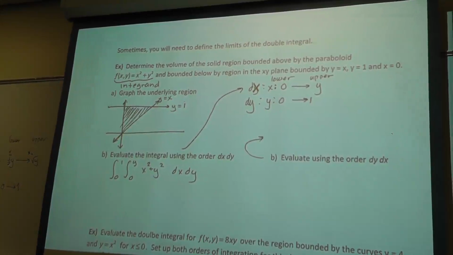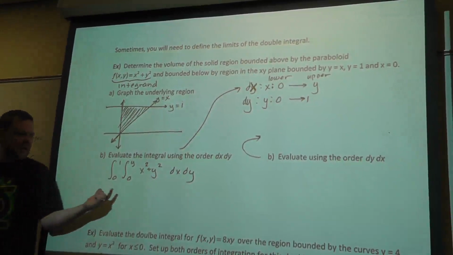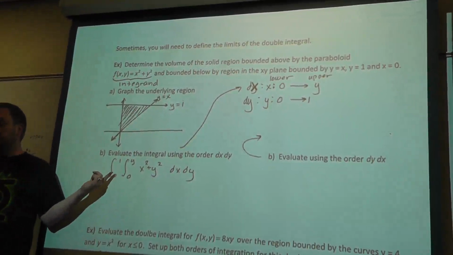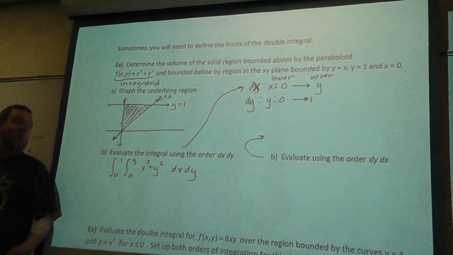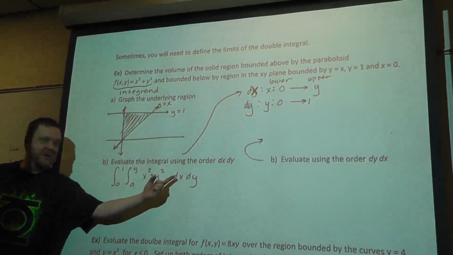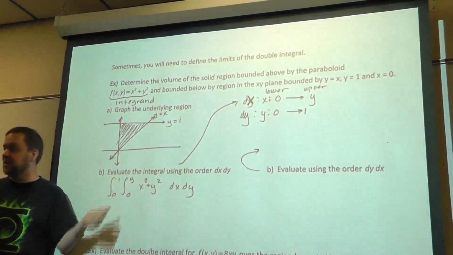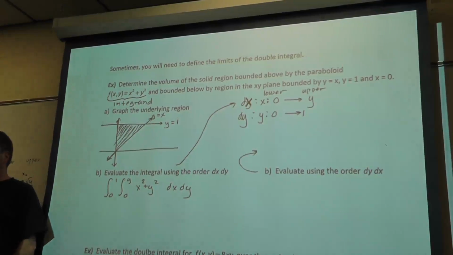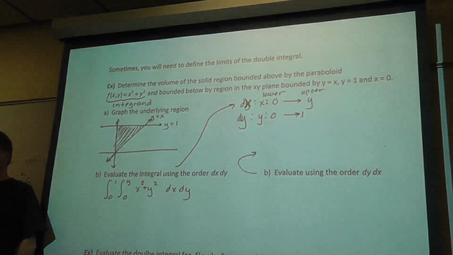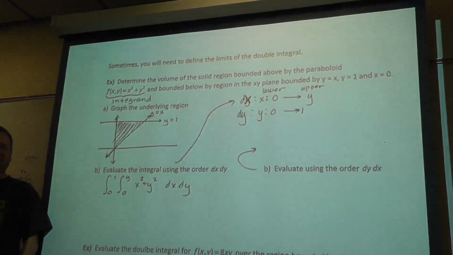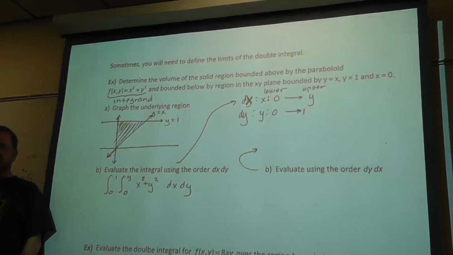So beware. Both of these should evaluate the same, and your outer limits will look exactly the same. I'm going to give you that hint. Your inner limits will look different, because here they should have y's in them when you're doing dx first. Conversely, if you're doing dy first, you should have only x's here. Curious? Confident? Okay, that's good. Curious is good. Confident's good too.